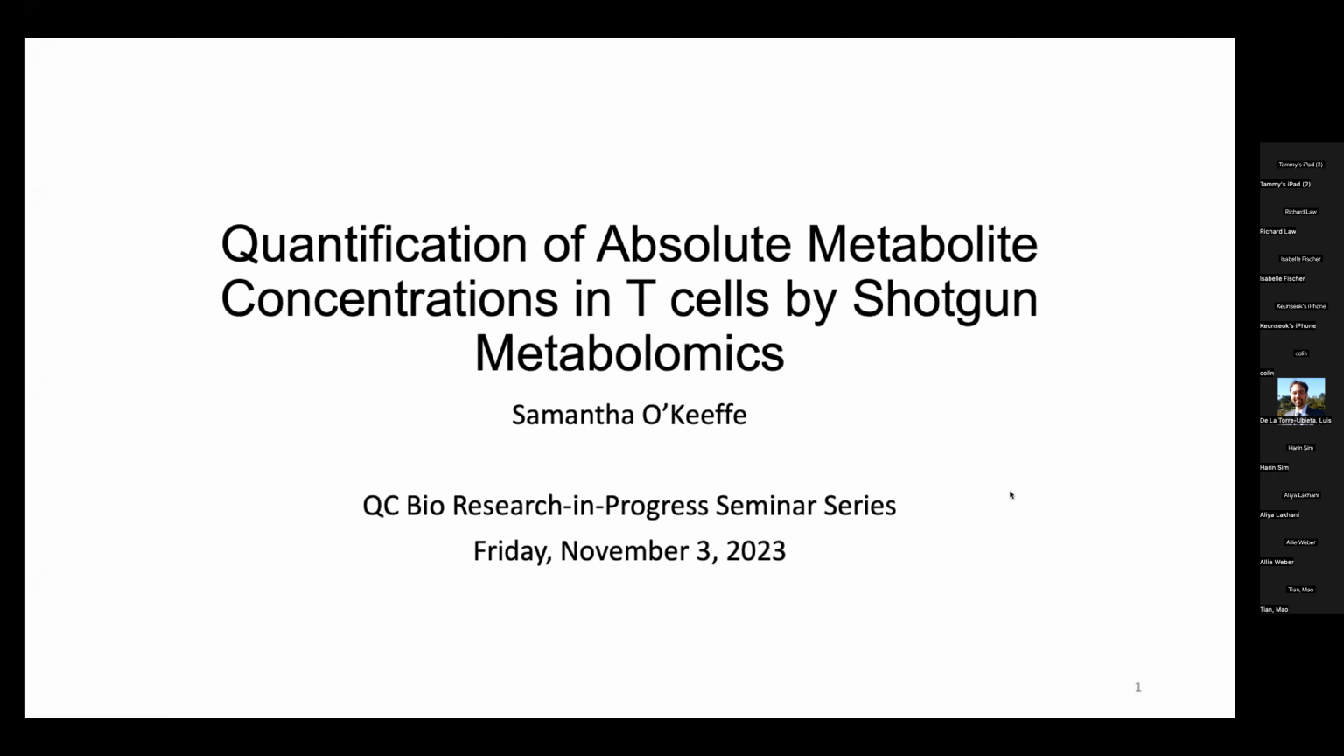Today, I'm going to be talking about how we've been working to quantify absolute metabolite concentrations in T cells using a novel method that we're terming shotgun metabolomics.